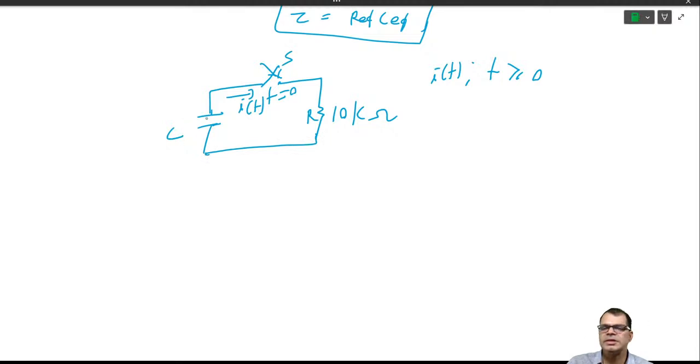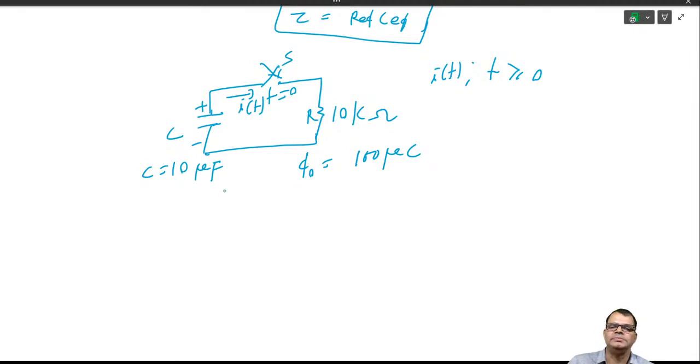So C equal to 100 microfarad. Sorry, C equal to 10 microfarad. And the capacitor has some initial charge with this polarity. So Q0 is 100 microcoulomb. Okay, these are the data.